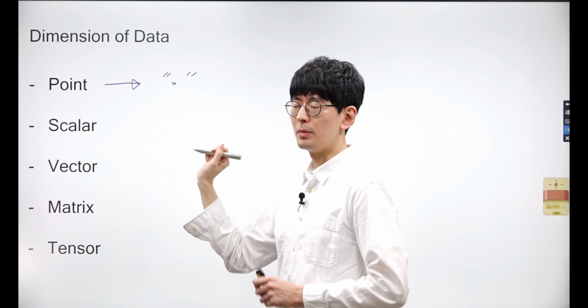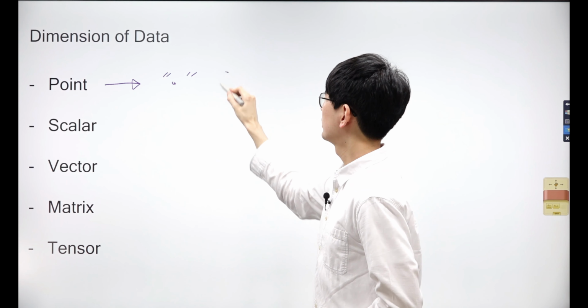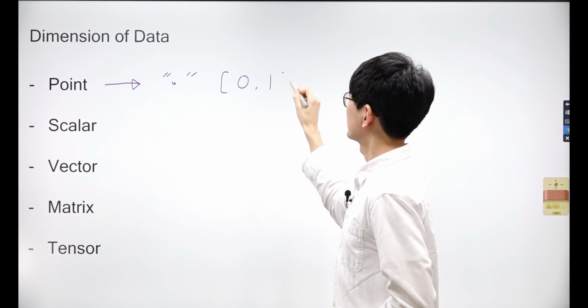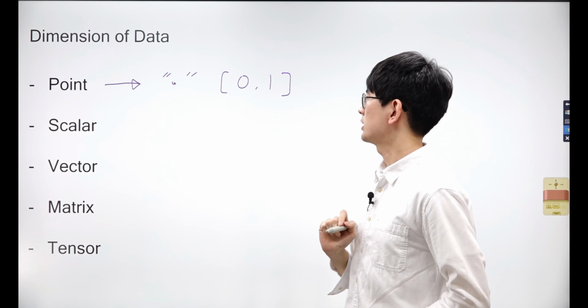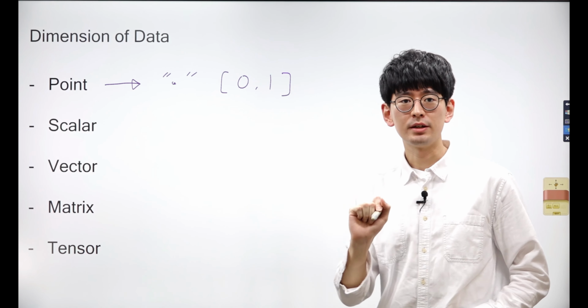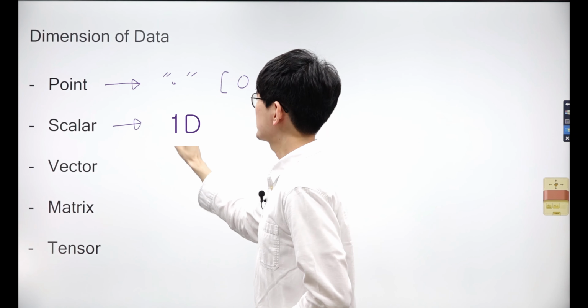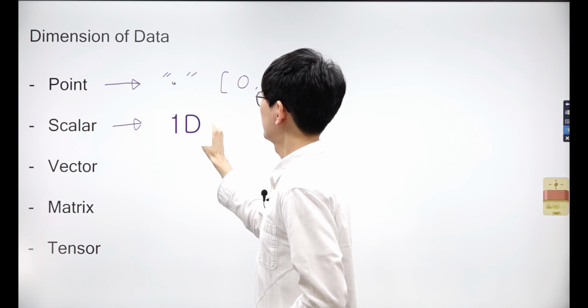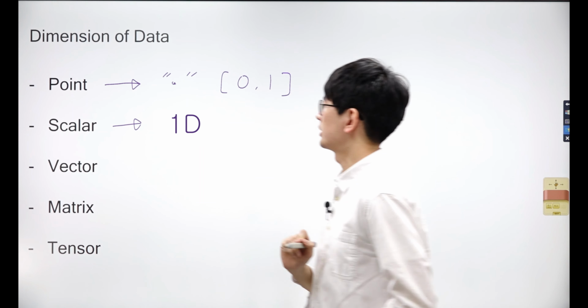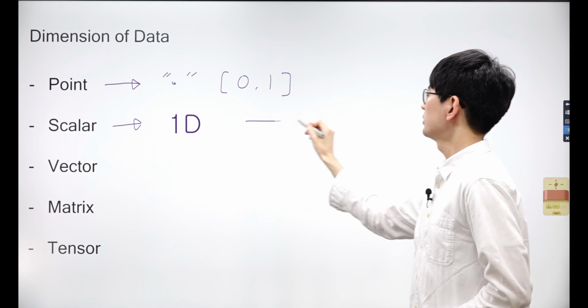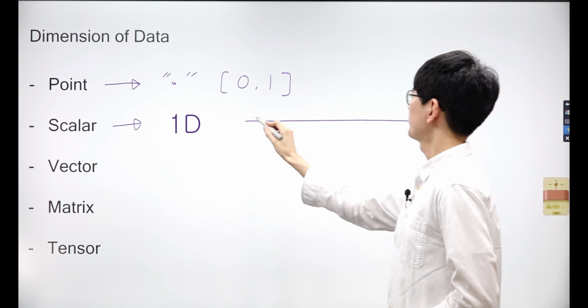Let's think about this conceptually for a moment. There's just a dot existing. In other words, it either exists or it doesn't. In the case of scalars, however, we are talking about one-dimensional data. We all know about one-dimensional data because we've learned about them in elementary school.